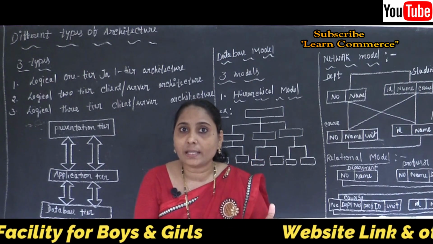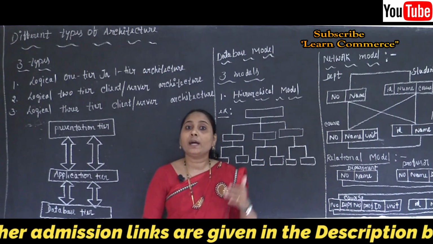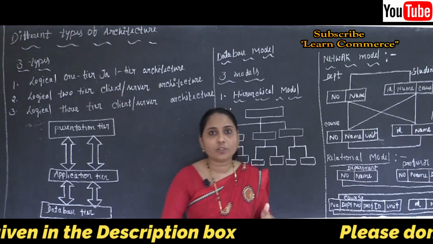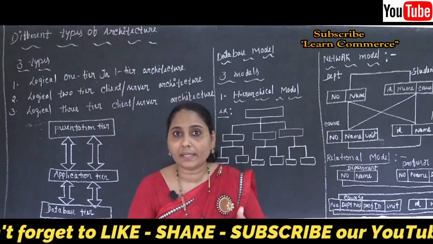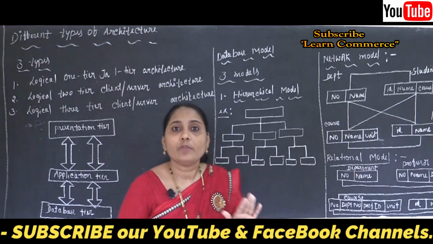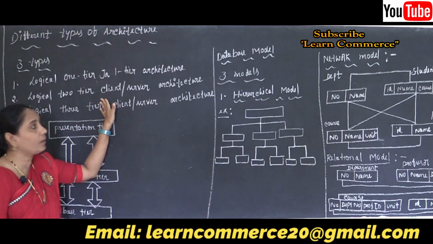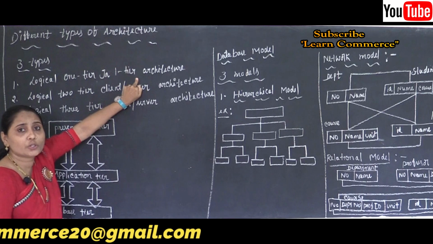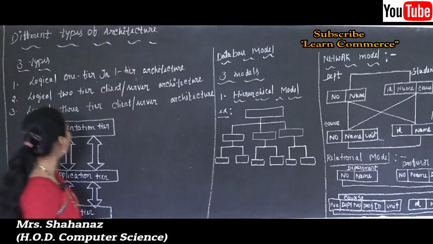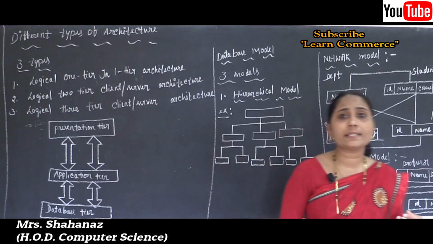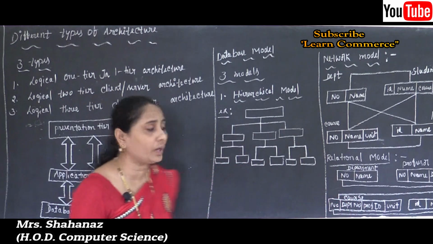So here the DBMS is the entity where the database designer directly sits on the DBMS and uses it, and we are not giving any handy tool to the end user to make changes in our database. So this is called the logical one-tier in one-tier architecture. Next, the logical two-tier client-server architecture. So what about the logical two-tier client-server architecture?